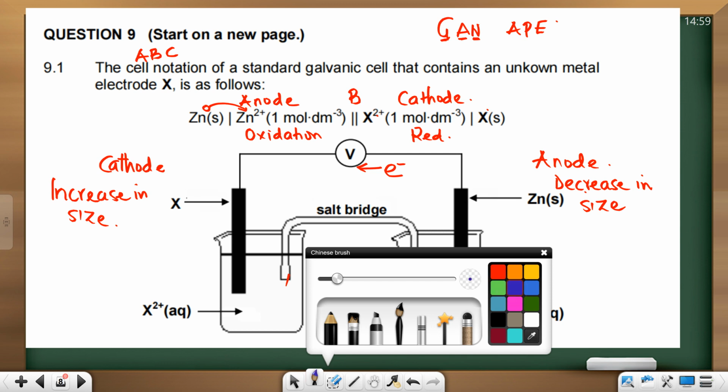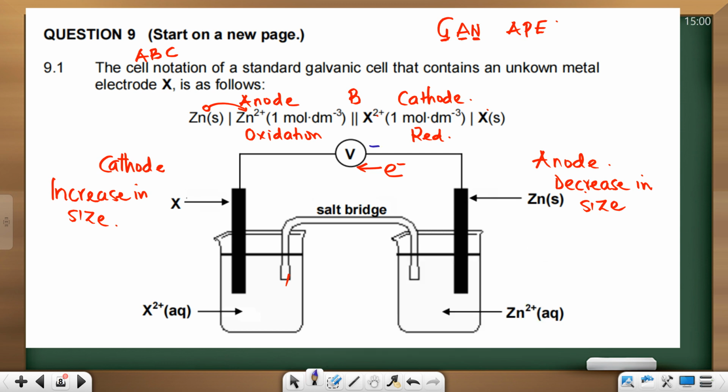So another examiner would do this for you, minus and plus. They will do that again. Take note. Anode is negative in the galvanic. Don't cram it. Just remember that G strings are nice on apes. These are the different ways an examiner would want to let you know which one is the anode and which one is the cathode.